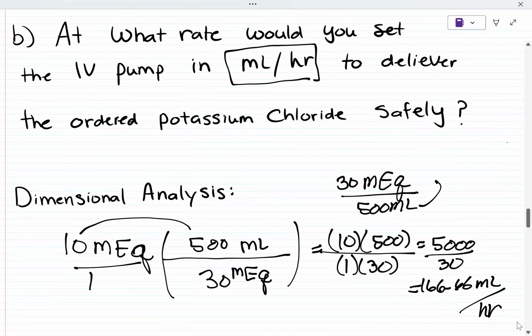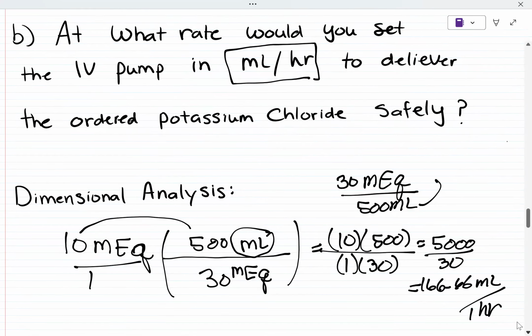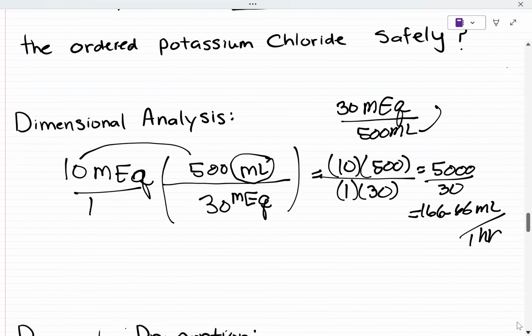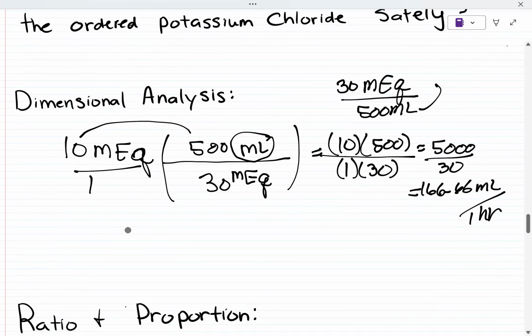And that's our final units. So we're good. We only have milliliters, but for 1 hour, you could put 1 hour on the bottom. That will be our final rate. And they say round to the nearest whole number, so that's what I'm going to do. 166.66 as a whole number would be 167 milliliters per 1 hour.